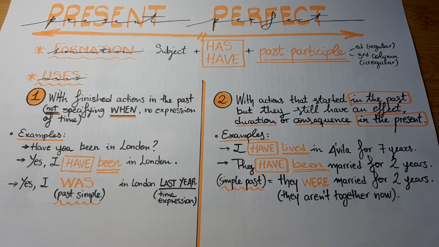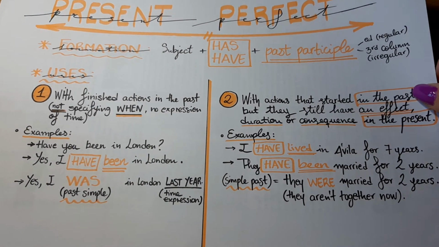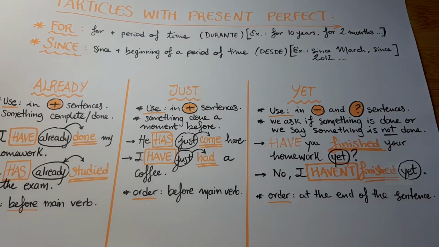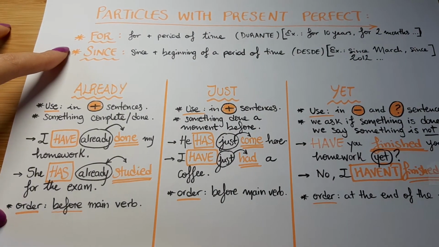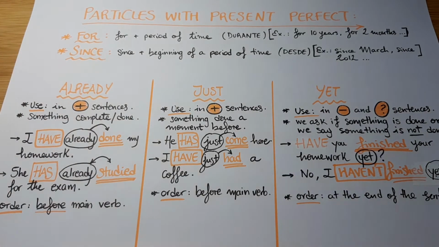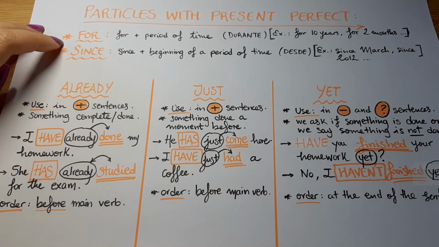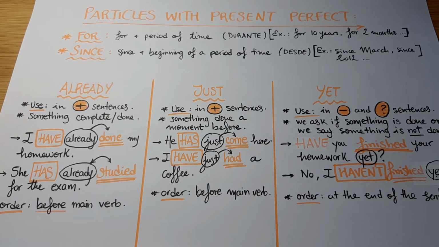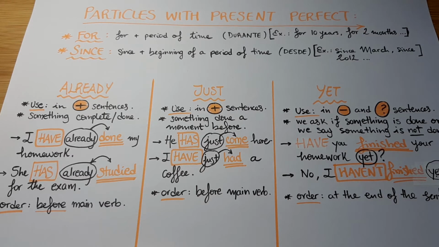Okay? Now that we have studied the use and formation, let's have a look at the particles that usually appear with present perfect. We will have these two, which are the most common ones, for and since. For goes with a period of time, for example, for 2 years, for 2 months, okay? And since is used with the beginning of a period of time. For example, since March, since 2012, okay?